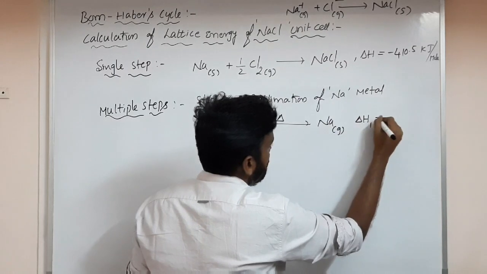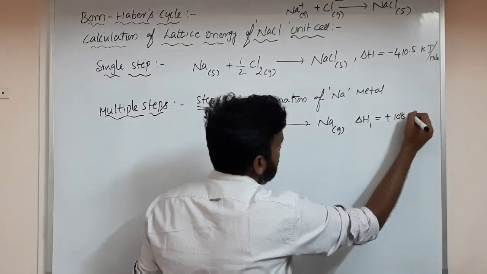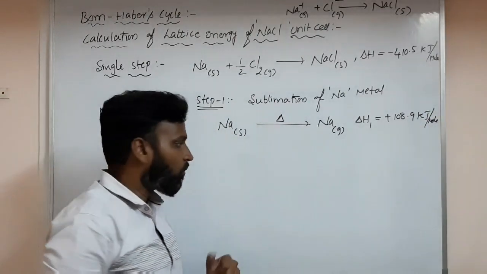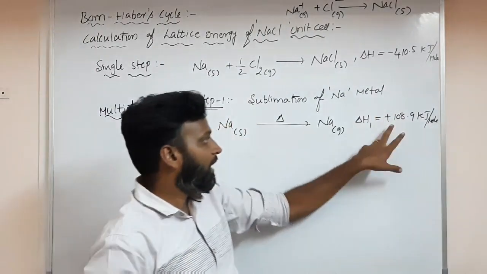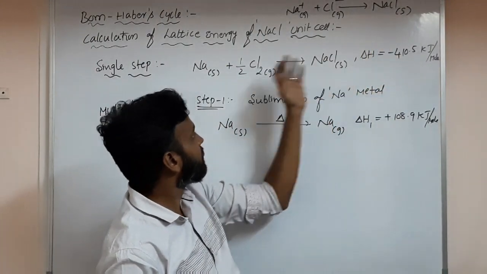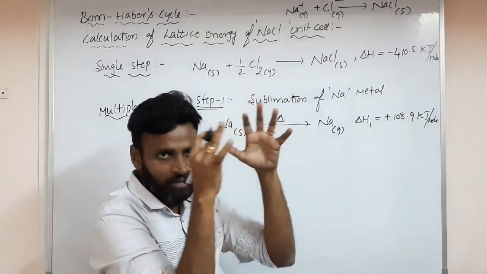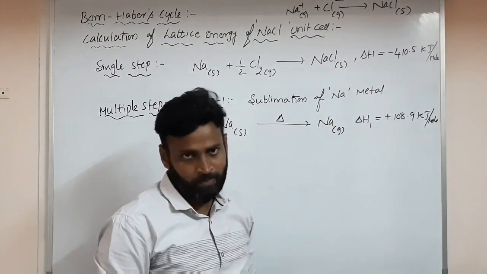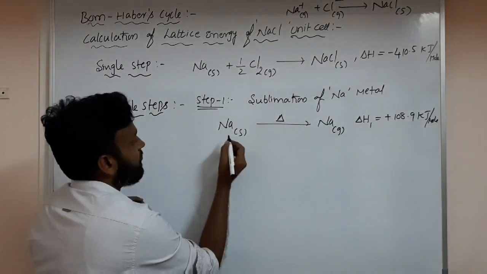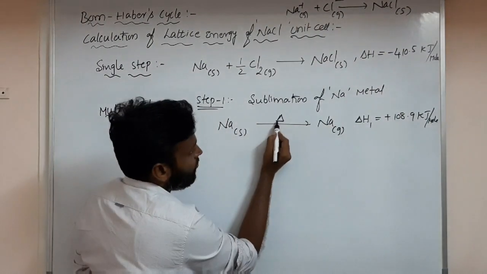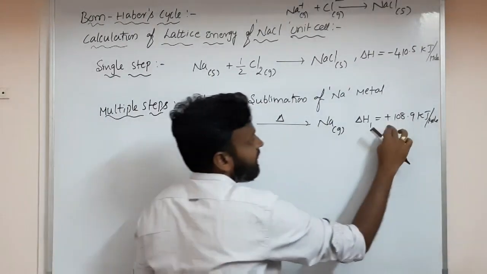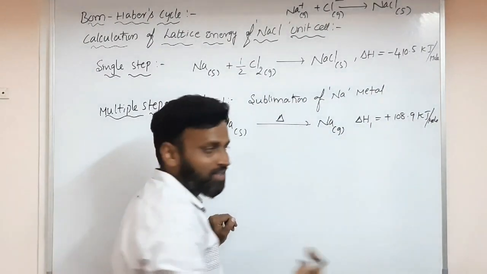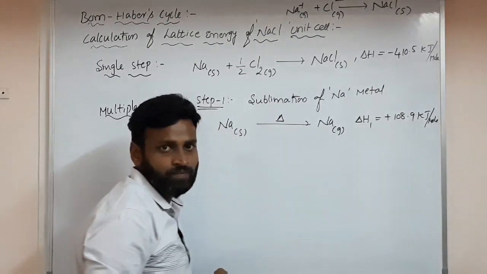For this, delta H1 is plus 108.9 kilojoules per mole. Everything is per mole, I have said it, right? But why am I writing it? Just for understanding. And here, why plus? There you said minus, because when sodium metal and chlorine gas are kept in a vessel, heat is released. That's why heat release is represented as minus, exo. But here sodium solid converts to sodium gas. What are you doing? Heating. That means absorption of heat, that's why positive. Solid converts to gas means heating, energy is required. That's why positive. Step 1 over.